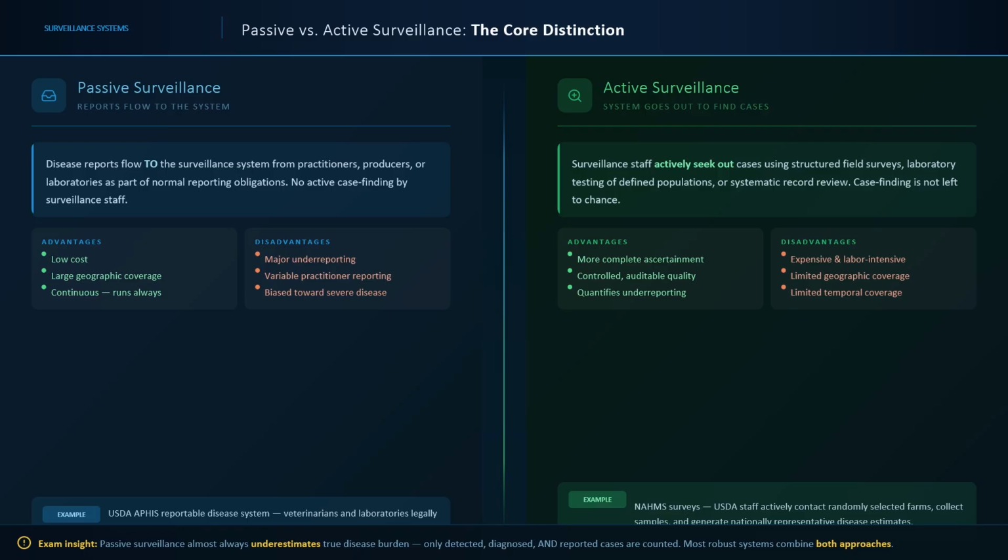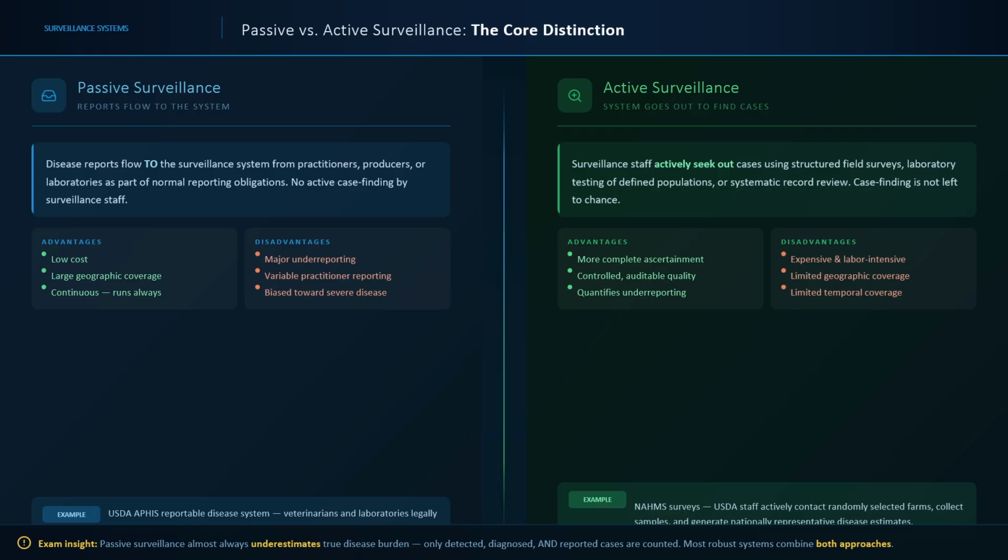Veterinarians, diagnostic laboratories, and producers submit reports because they're required to by law or because they choose to, and those reports are compiled and analyzed. Mandatory disease reporting is the classic example. When a veterinarian diagnoses foot and mouth disease and calls the state veterinarian, that's a passive report entering the surveillance system. The advantages of passive surveillance are real. It's low cost, it operates continuously, and it covers a broad geographic area without enormous infrastructure.